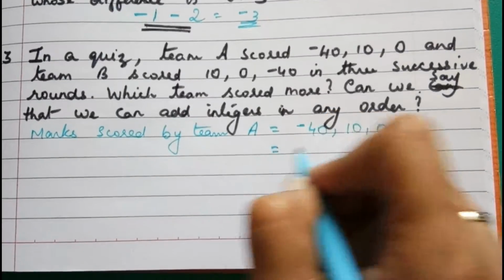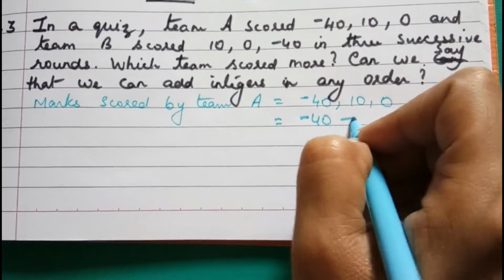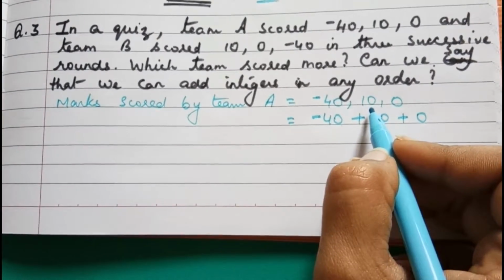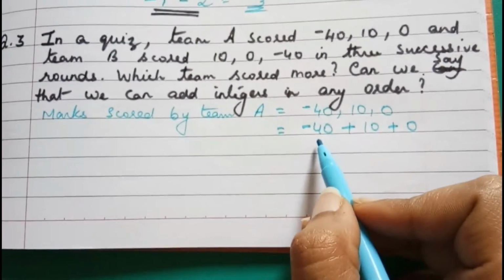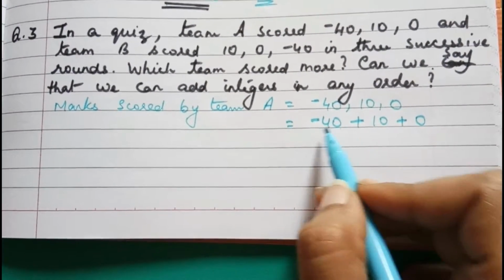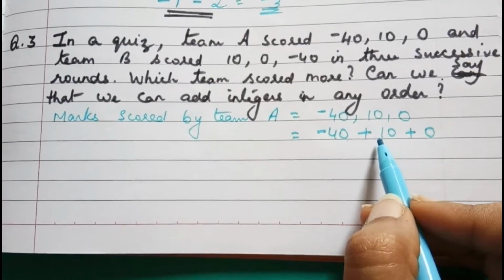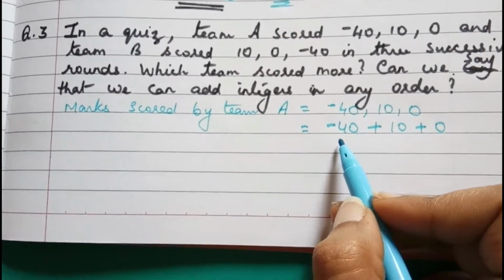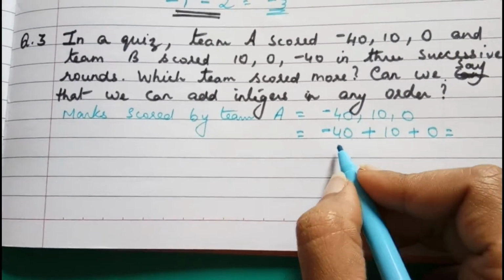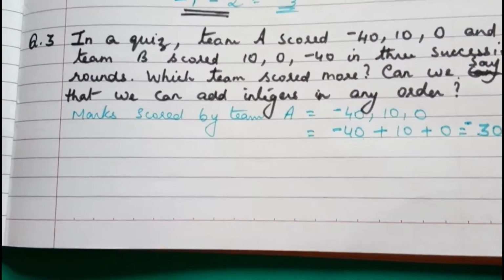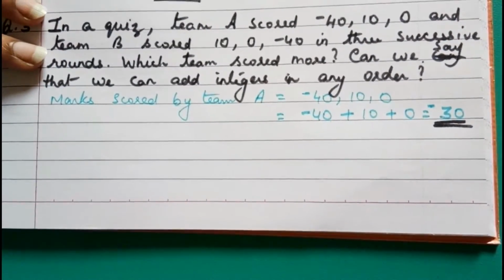So what we will do? Minus 40 plus 10 plus 0. Why? Since these 2 don't have a sign before them, by default it is plus. So minus 40 plus 10 and 0. Now since this is minus 40 and plus 10, minus and plus, what we have to do? We have to find the difference and put the sign of the bigger number. So minus 40 and plus 10 will give you the answer minus 30. Clear? So the first team scored minus 30.